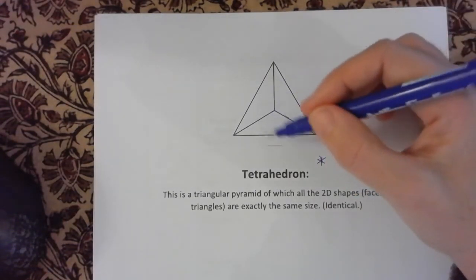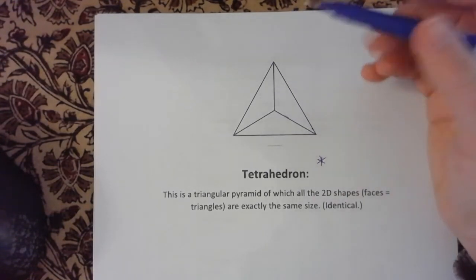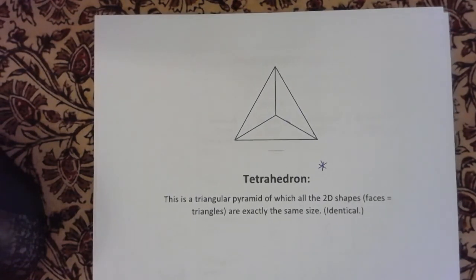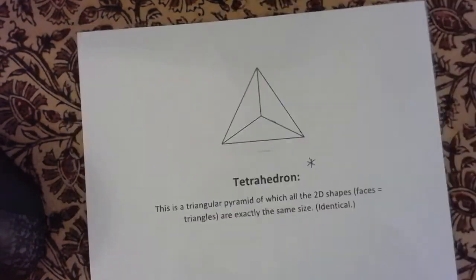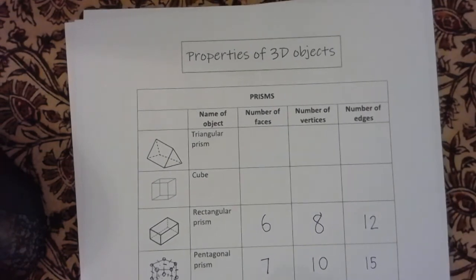Okay, so if you find a triangular pyramid that all the triangles, all the faces are exactly identical, you will call it a tetrahedron.